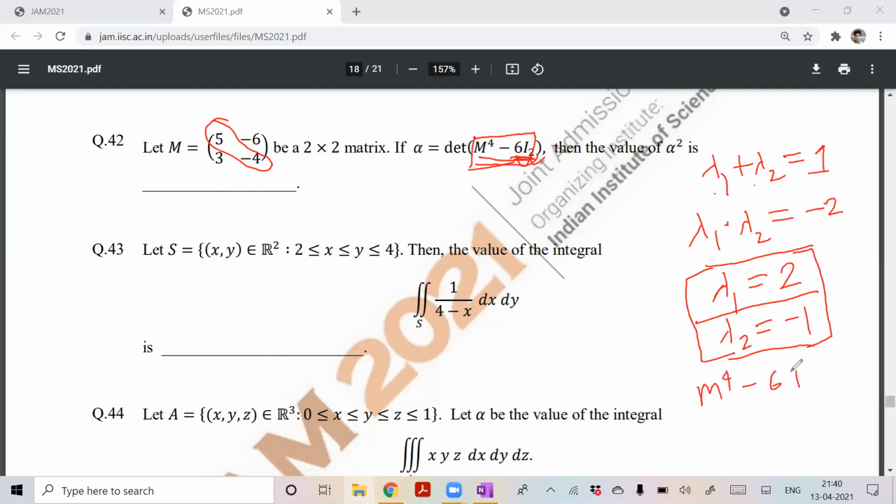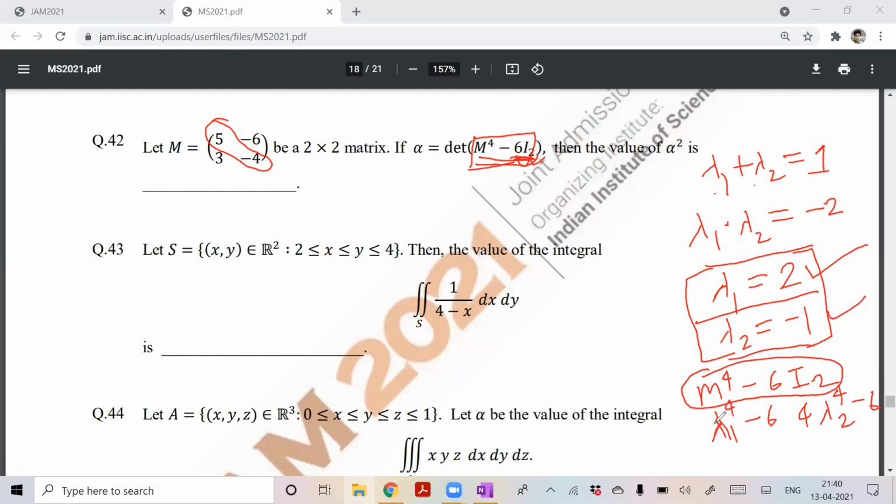M^4 minus 6I_2 will have eigenvalues. Once we replace λ1 in place of M, and the second time we replace λ2, it will be λ1^4 minus 6 and λ2^4 minus 6. I'm using the Cayley-Hamilton theorem here.